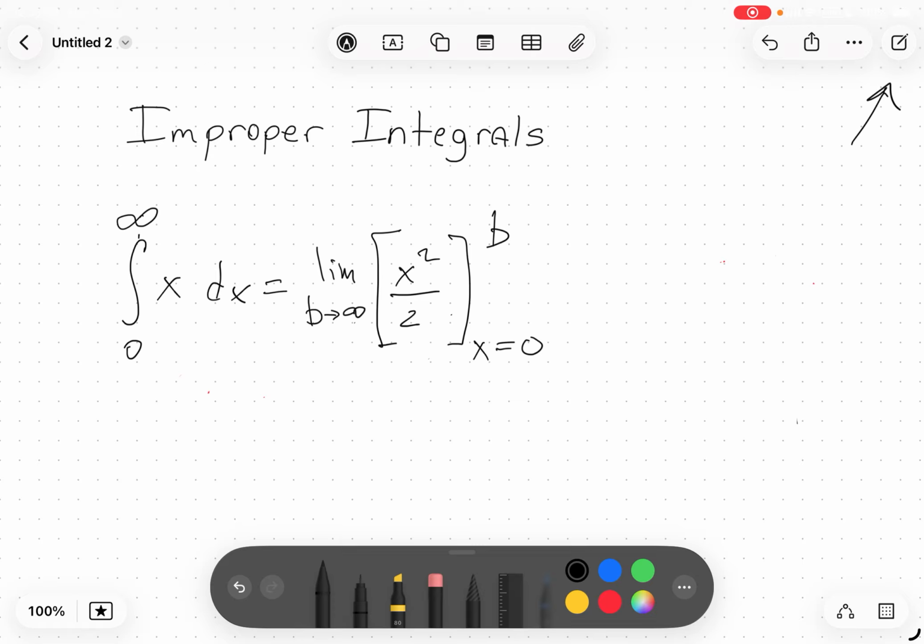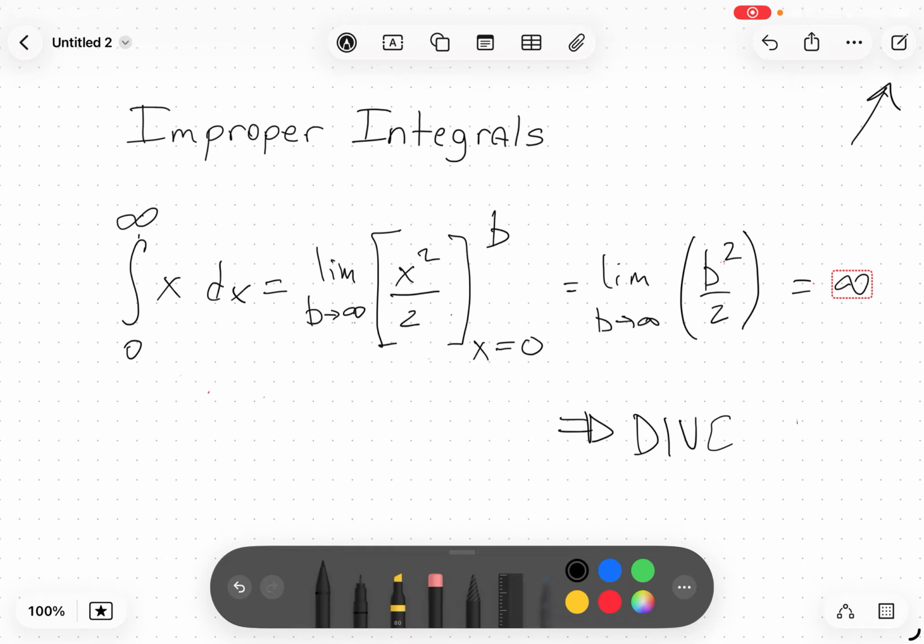It's not going to be hard to see that when I do the limit as b approaches infinity of b squared over 2 minus 0 squared over 2, the result is infinite, right? So we can't say that the integral equals infinity. That doesn't make sense, but the limit is unbounded. So we can say that the integral diverges.